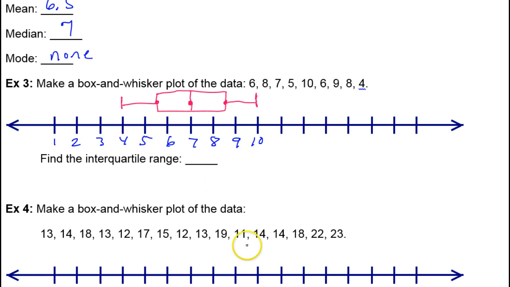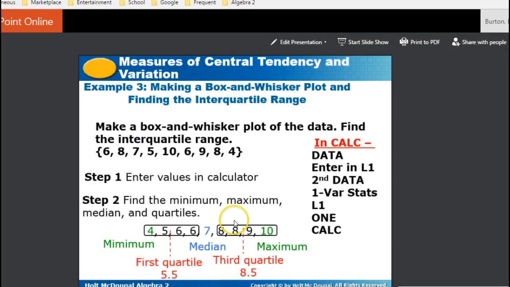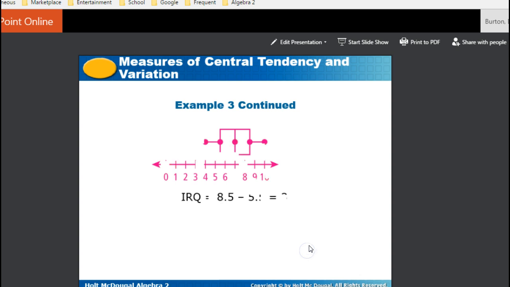The interquartile range is the difference between the third quartile and the first quartile. So it should just be the 8.5 minus the 5.5, so that's going to be 3.